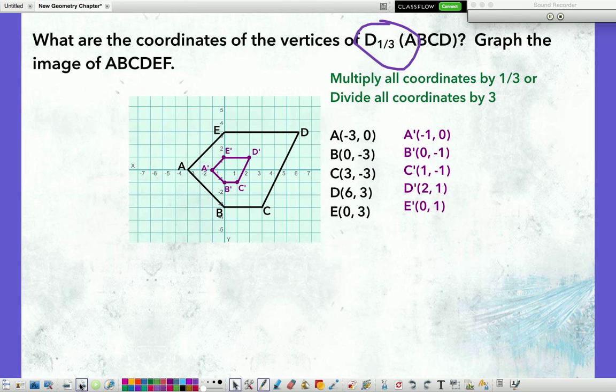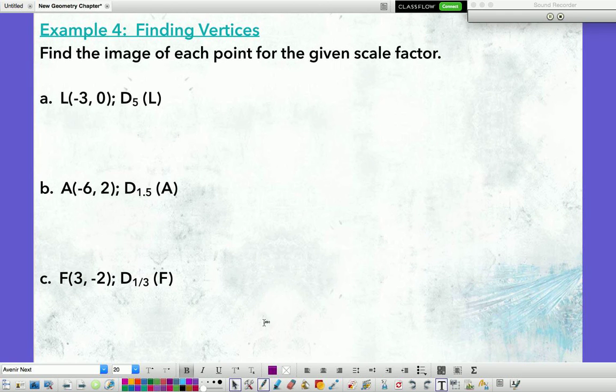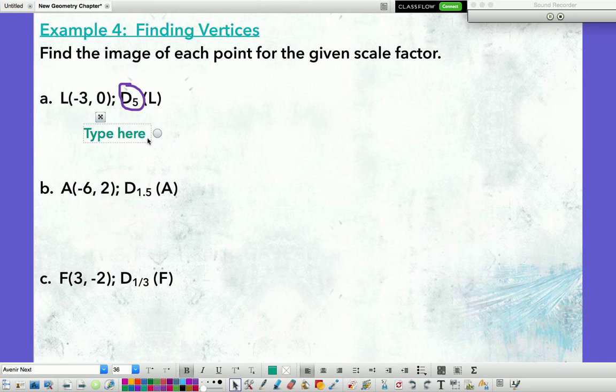Okay, last slide. Finding vertices. Find the image of each point for the given scale factor. This is really easy. For L, they want it dilated by 5. So for my point L prime, I'm going to multiply 3 by 5 and 0 by 5. That's it. That's my new coordinate.